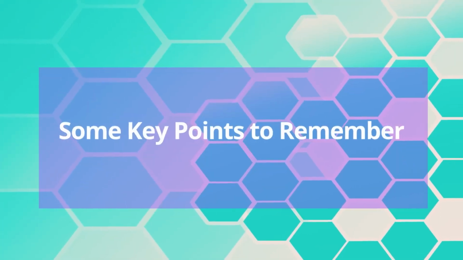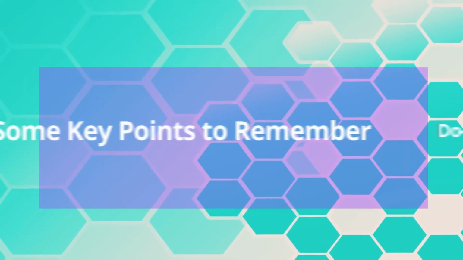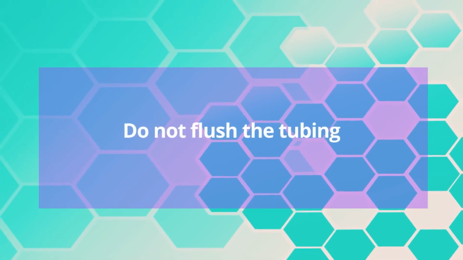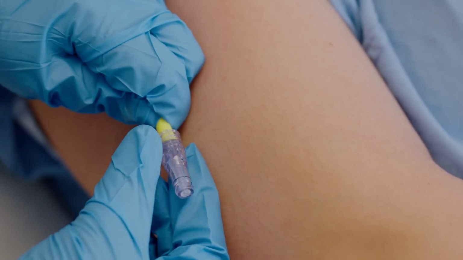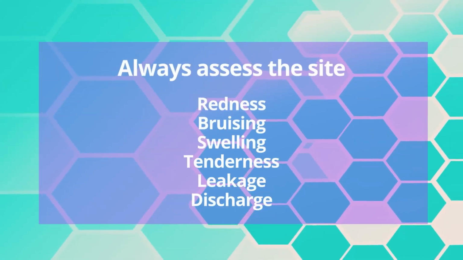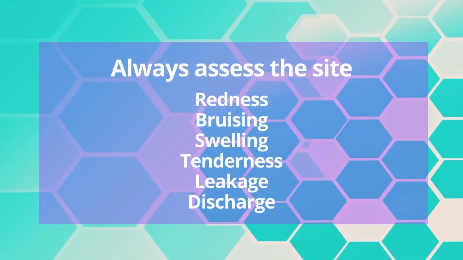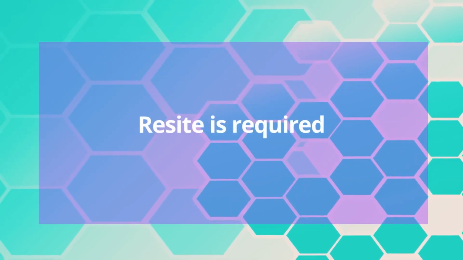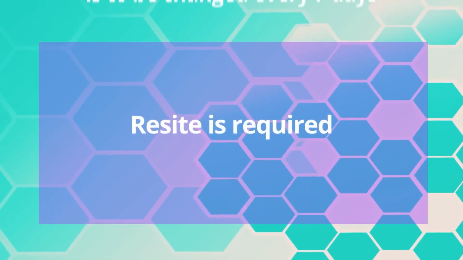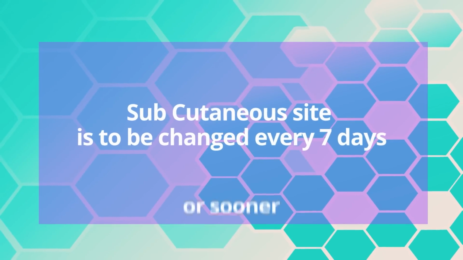Some key points to remember with subcutaneous butterfly: do not flush the tubing, because medication remaining in the tubing will be given during the next administration. Always assess the site for redness, bruising, swelling, tenderness, leakage, or discharge. That tells us that resite is required. Subcutaneous site is to be changed every 7 days or sooner.